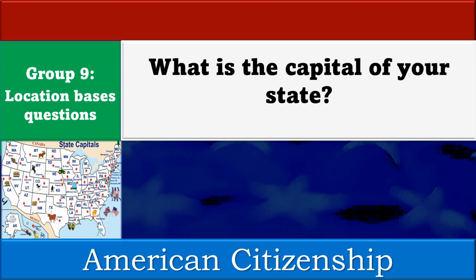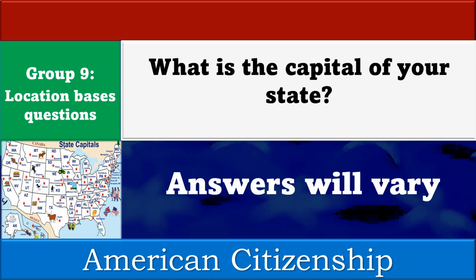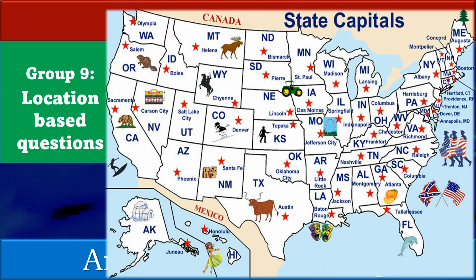What is the capital of your state? Once again, the answer will vary here, but in front of you I have a map with all 50 states. What you need to do is find your state, and next to the red star you will find the capital. For example, if you live in New Mexico, the capital is Santa Fe. If you live in Arizona, the capital is Phoenix. And if you live in New York, the capital is Albany. Find your state and you will find the capital right next to the red star.